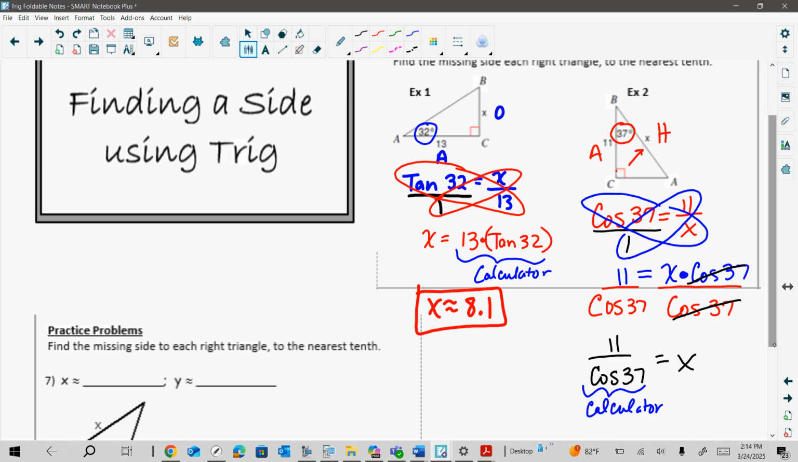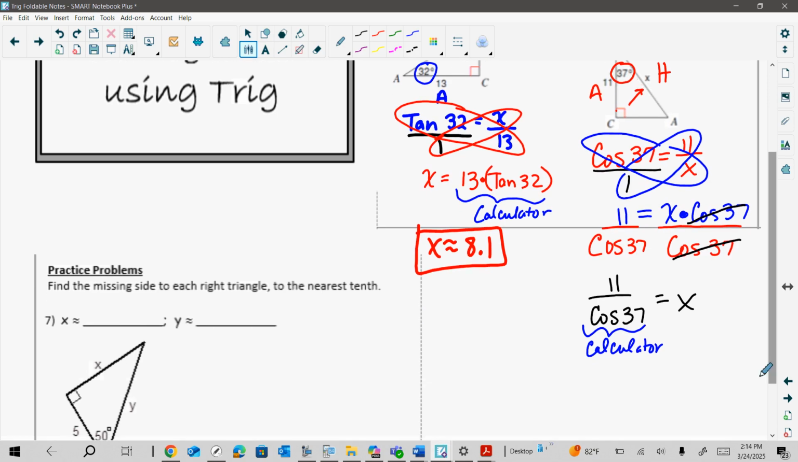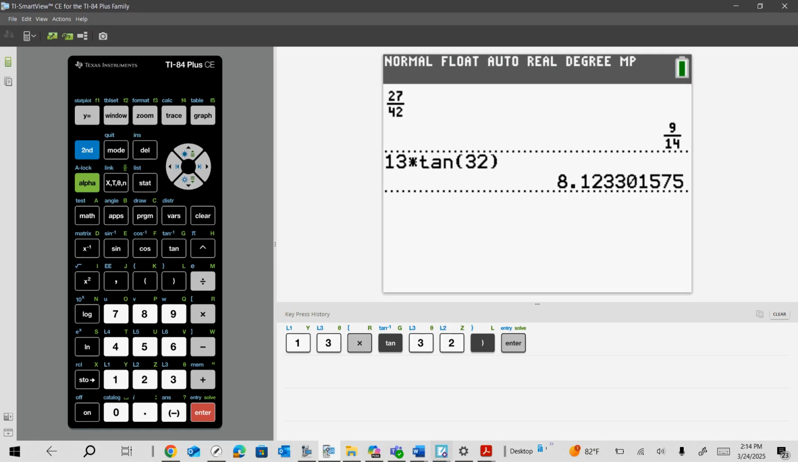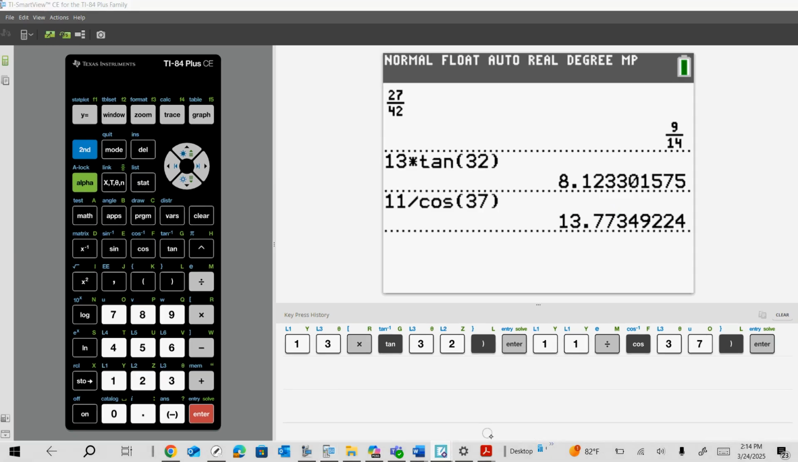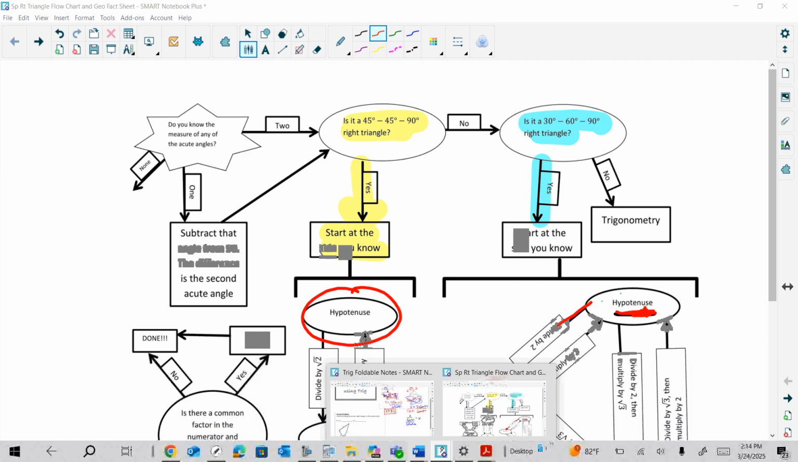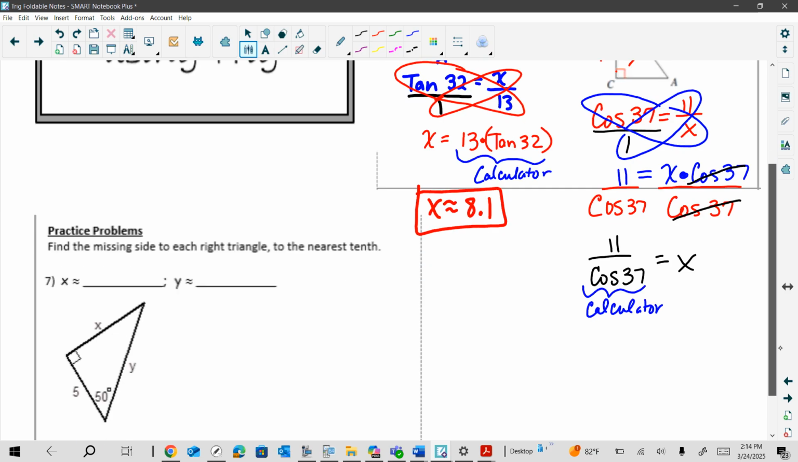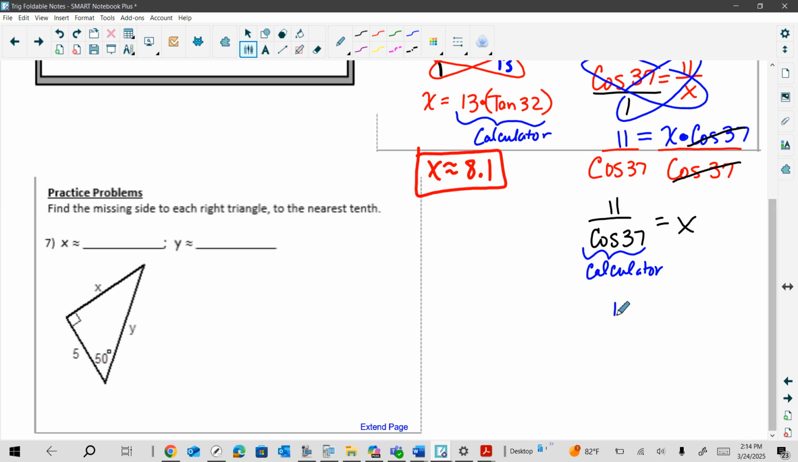We have to do 11 divided by cosine of 37. So go to our calculator, 11 divided by the cosine of 37 degrees. Hit enter. So we're going to round this to the nearest tenth, which is going to be 13.8. Oops, that's the wrong one. We don't need that one. Sorry. So 13.8 is approximately the value of x.